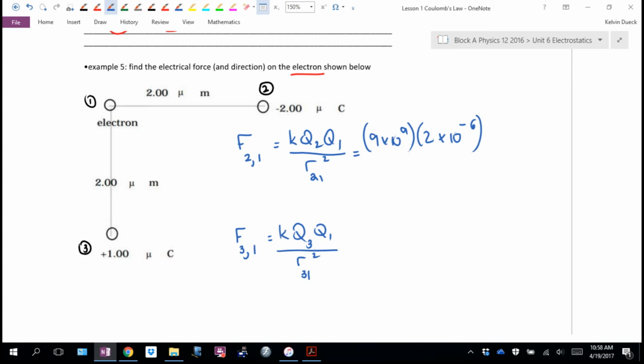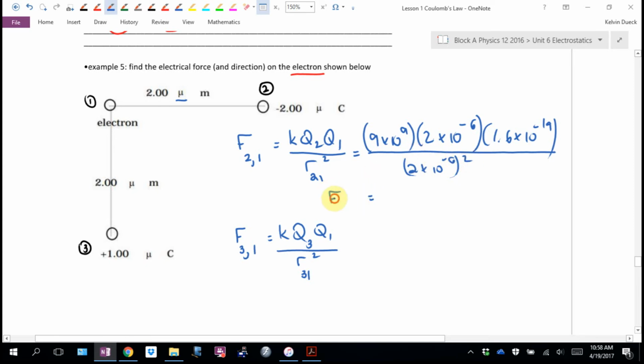How big is charge 1? It's an electron. And I'm saying that with as much scorn and disdain in my voice to tell you, look it up. 1.6 times 10 to the negative 19. That's the elementary charge on your sheet. Divided by 2 micrometers as well. Yes? So 2 times 10 to the negative 6 squared.